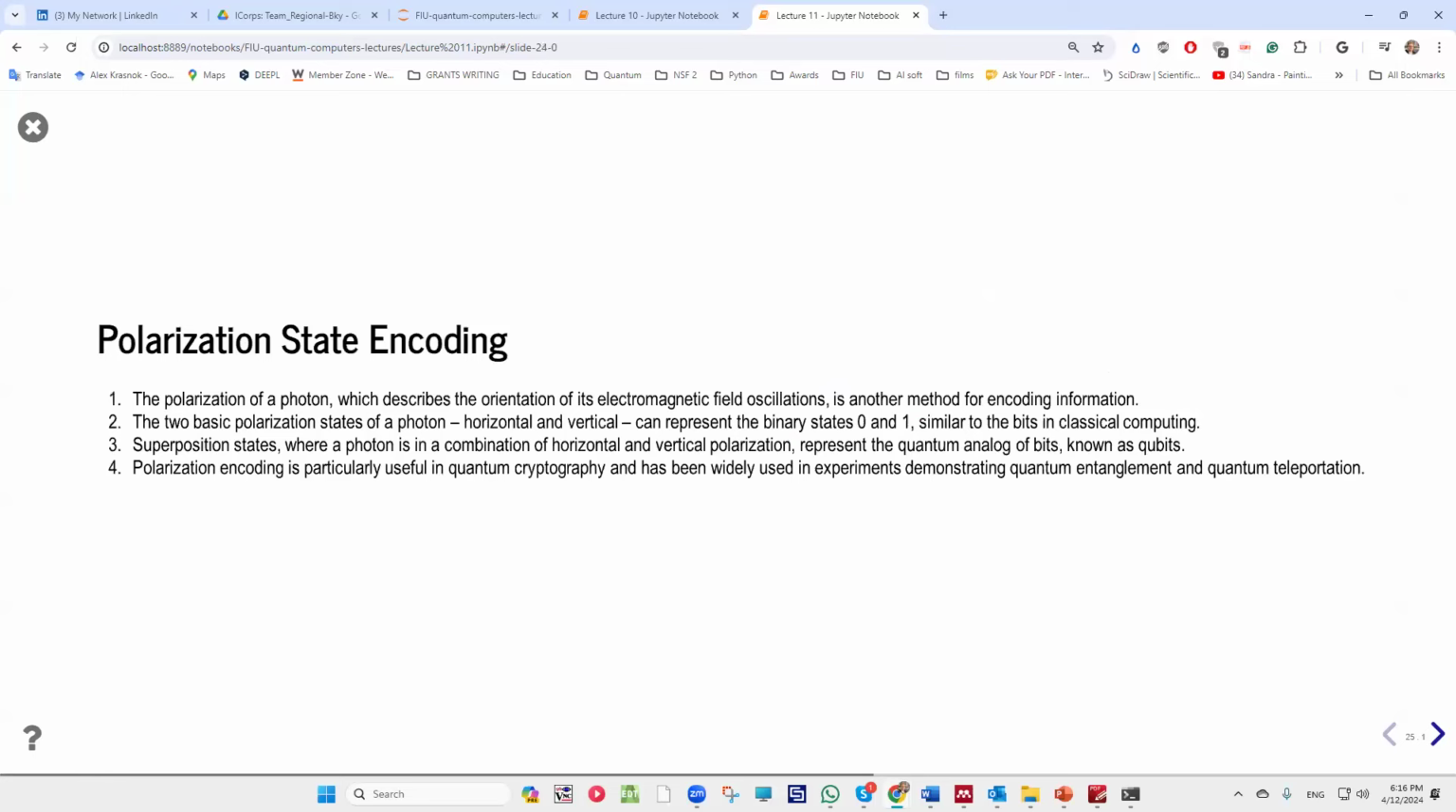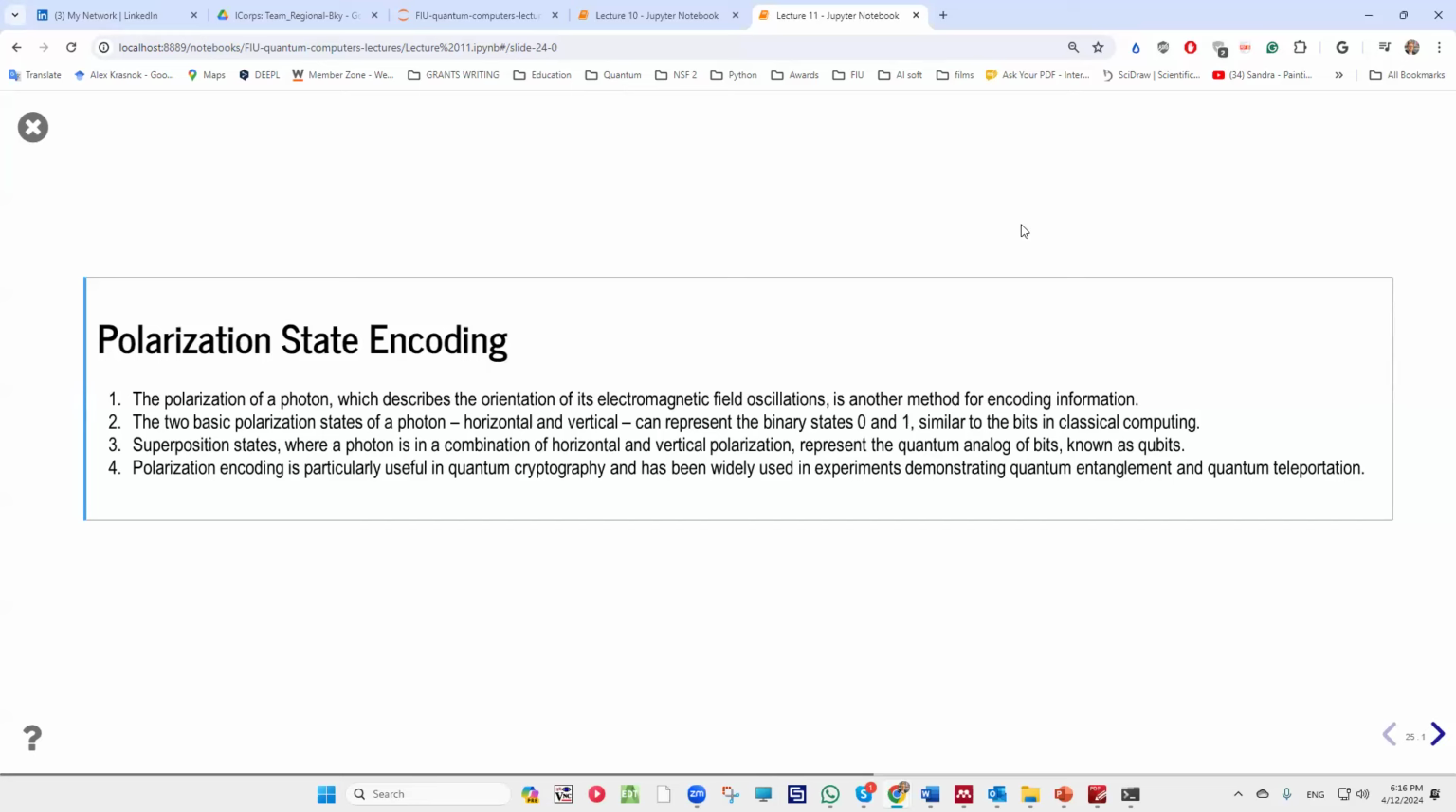Anyways, this is the first type of encoding of quantum information into light. Do you have any questions about this part while I'm drinking some water?